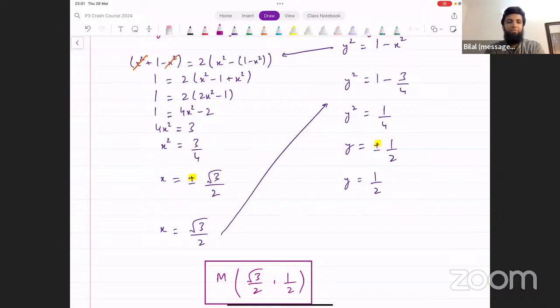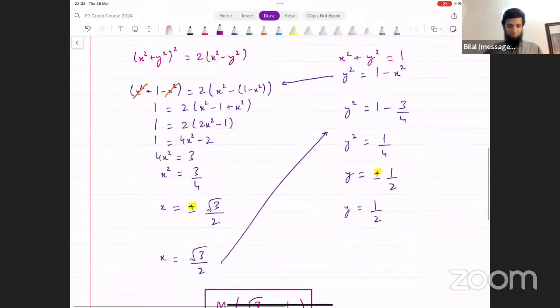Make sense? Any problem with this? Any questions? No problems? Okay, good. Let's have a look at the next one now.